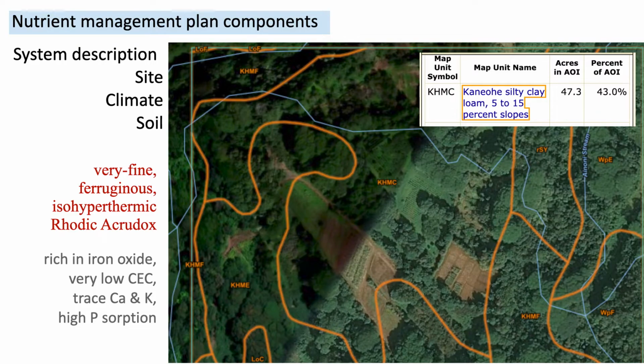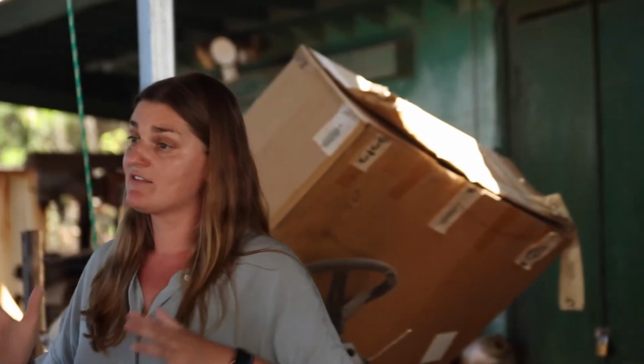For example, you can see here that this particular soil is a Kaneohe series. What that tells me is I can look up the description. It's a very fine, ferruginous, isohypothermic, rhodic acrudox. That may just be a really long term, but each of those components means something. And this is what I can pull from that.